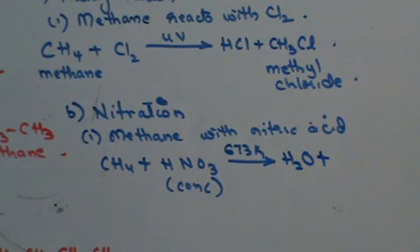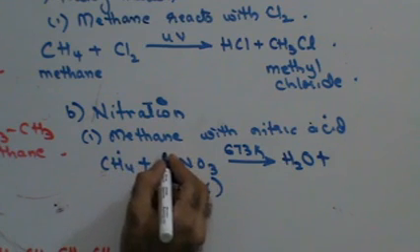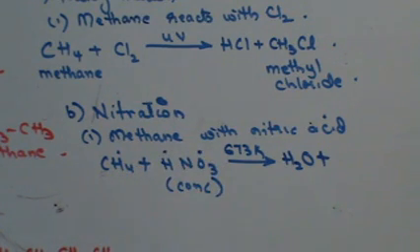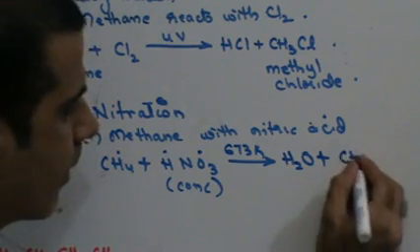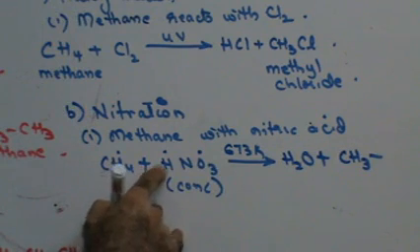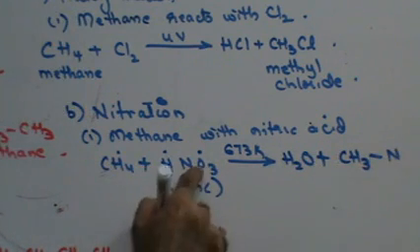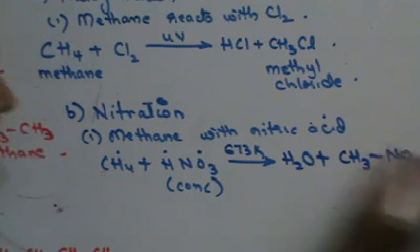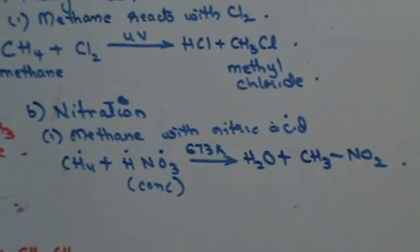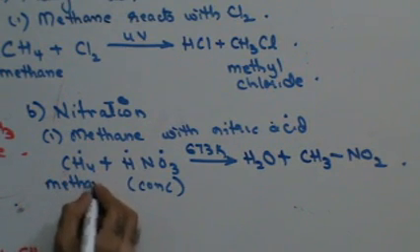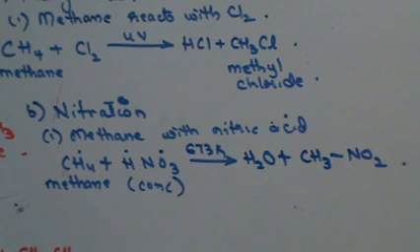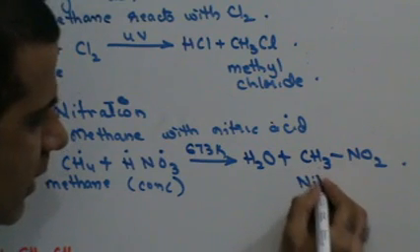Water molecule gone means one H is gone from here, one H is gone from here, and one O is gone from here. H2O, I need 2 hydrogens and 1 oxygen. One H is gone from here, that means that leaves me with CH3. This H is gone, N as it is. Out of 3 oxygen, 1 is gone, so NO2. Right? So methane reacts with nitric acid to give you nitromethane.